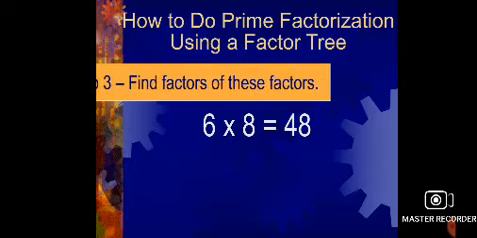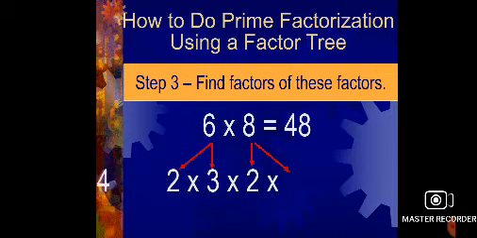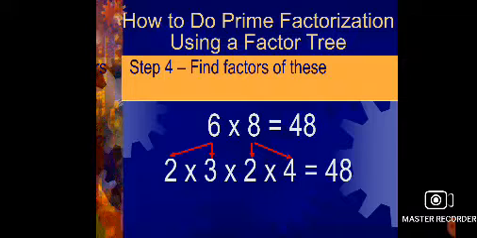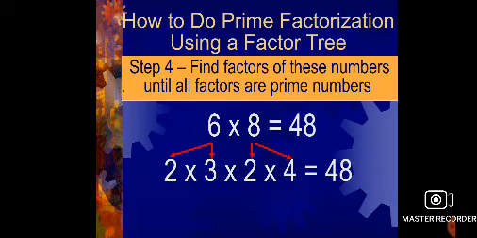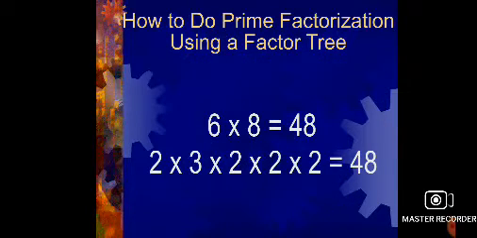Step 3. Find factors of these factors. 6 is in the table of which numbers? 2 times 3. And 8 is in the table of which numbers? 2 times 4. So 2 times 3 is 6, 2 times 4 is 8, and it gives us 48. Step 4. Find factors of these numbers until all factors are prime numbers. We need to factorize further. 2 times 2 is 4. So we get 2 times 3 times 2 times 2 times 2, which gives us 48.